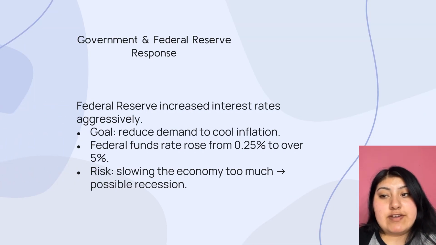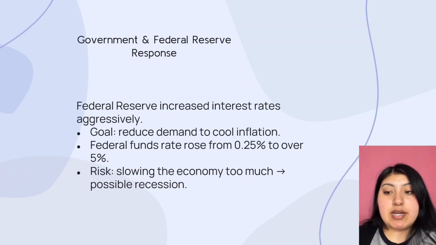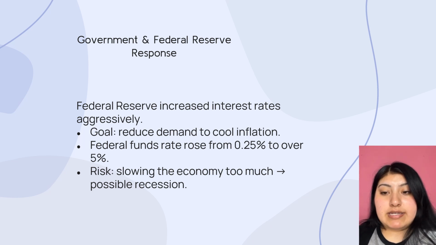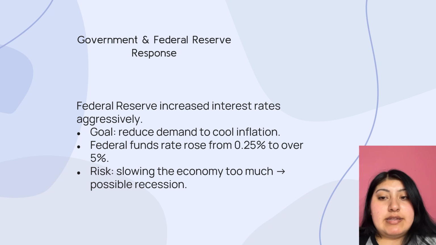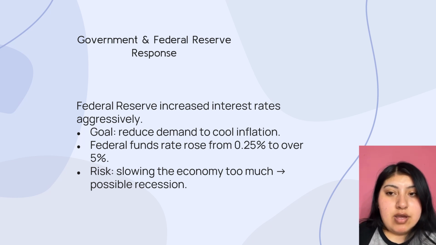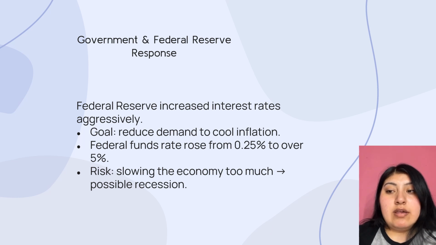Government and Federal Reserve response. To combat inflation, the Federal Reserve began to raise interest rates in 2022. The goal was to reduce spending and borrowing, which would lower demand and help slow inflation.